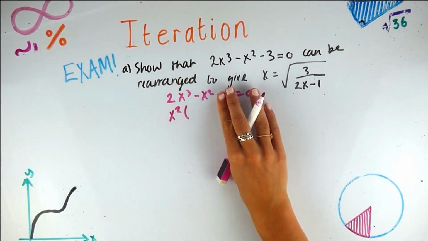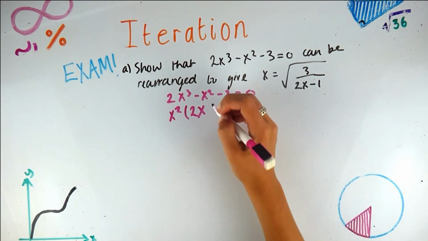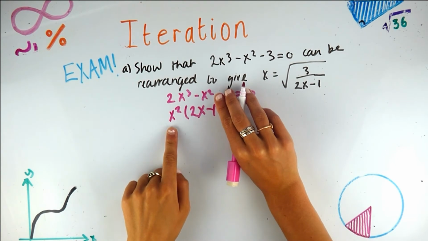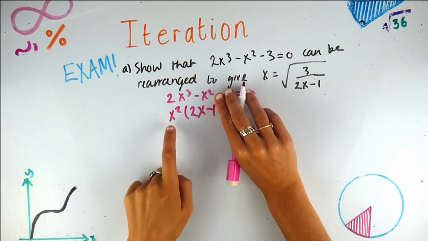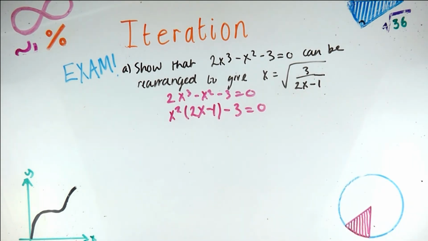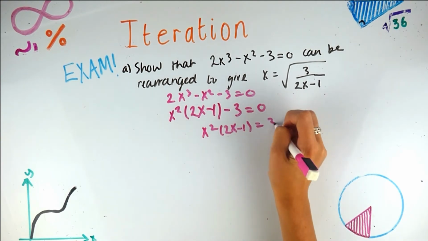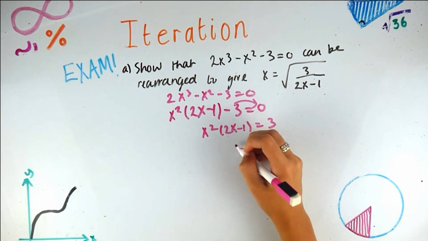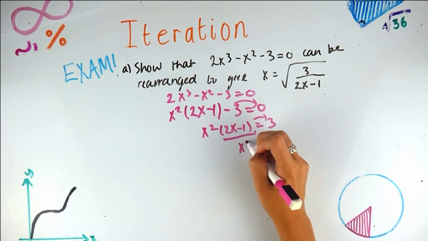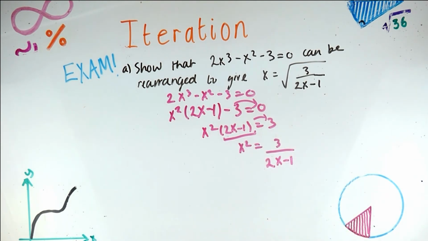Take out a factor of x squared from this bit, I'm going to be left with 2x here and a minus 1 for this term. So if you do 2x multiplied by x squared, you get 2x cubed, and x squared multiplied by minus 1 is going to give you minus x squared. Okay, so now let's take the 3 over, because now we're trying to solve for x. Let's get rid of this. It's multiply on this side, so it becomes divide on this side. So you're going to have x squared equals 3, all divided by 2x minus 1, the whole thing.